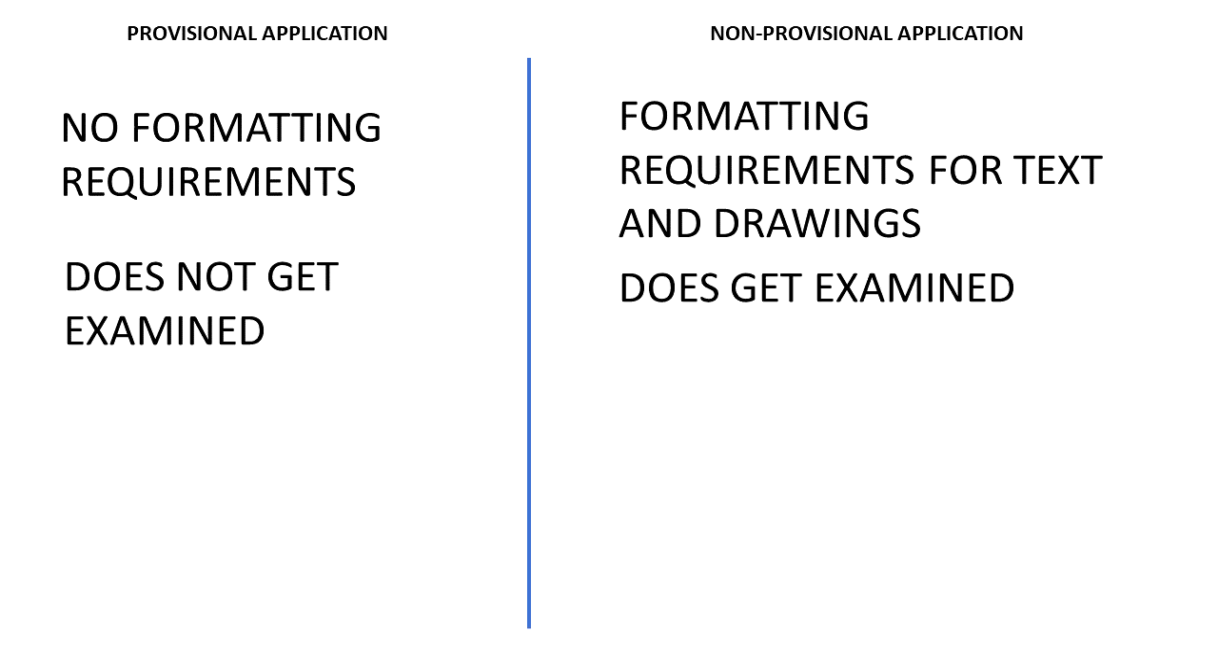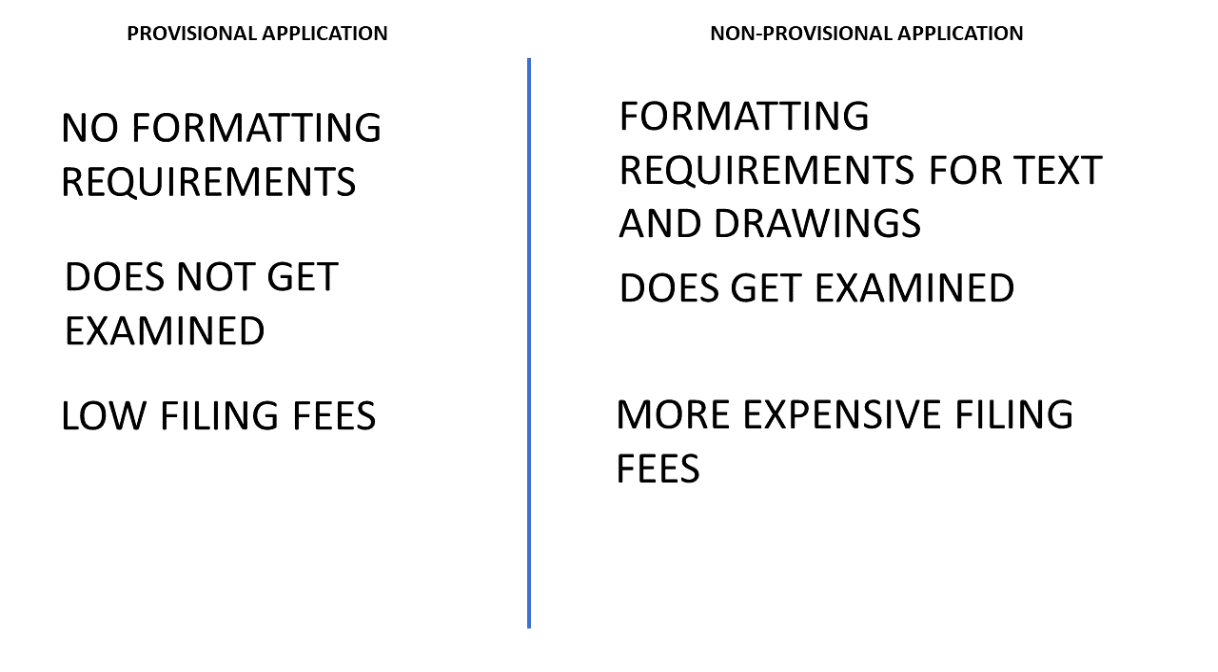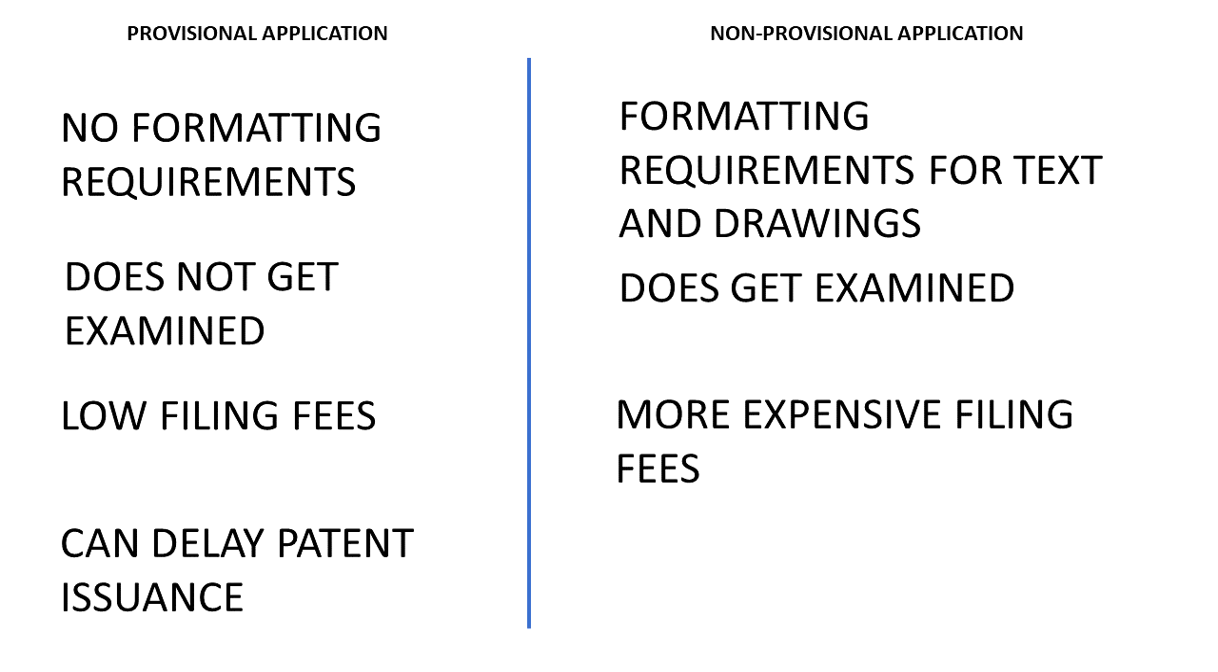A non-provisional application does get in the queue to be examined, typically within 18 to 24 months after filing. A patent may issue based on a non-provisional patent application. Provisional applications have relatively low filing fees. In contrast, non-provisional filing fees are considerably more expensive.